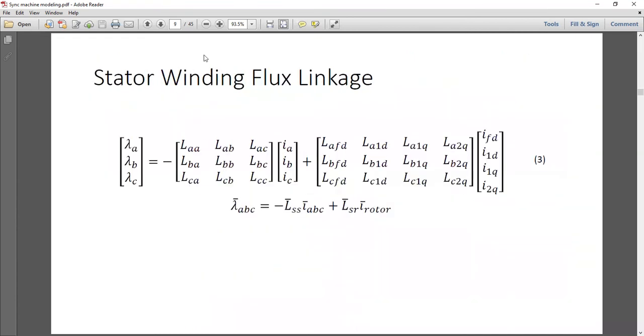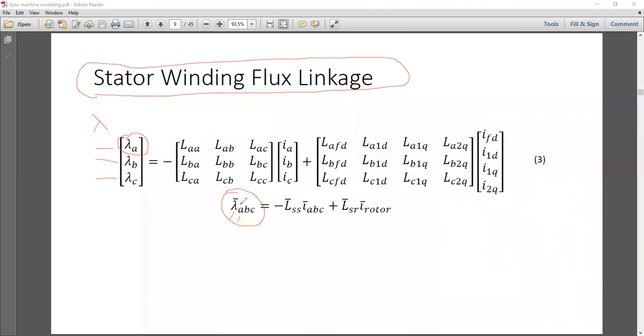So let's say we want to express now only lambda A, and these are nothing but matrix and vector multiplication. So lambda A, lambda B, lambda C, these are the stator winding flux linkage vector. You can also write it as lambda ABC, meaning there are 3 components: one is lambda A, another one is lambda B, another one is lambda C. This is the shorthand notation. This is the elaborated, vectorized notation. So let's start with lambda A.